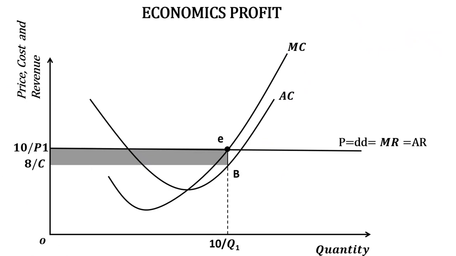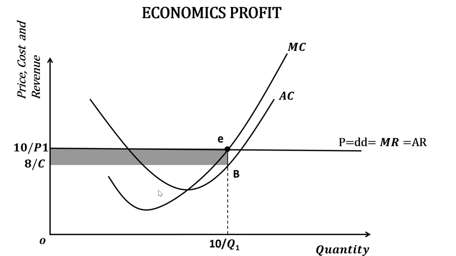So when we calculate the economic profit, it is OC, that is your cost. Can you see it reads the cost line, the average cost? So it is OC times OQ. And that will give you a total of, let's look at it now. So that will be 10 times 10 will give you 100. And this, 8 times 10, that will give you 80.